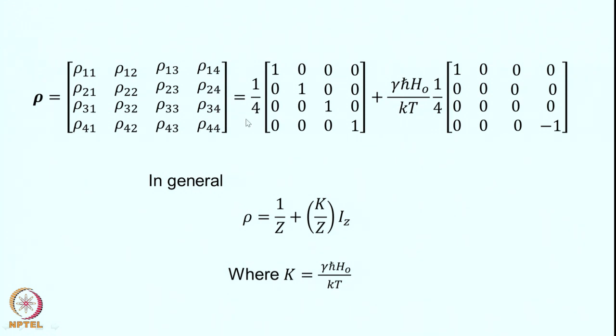This is the unit matrix multiplied by 1 by 4, and this is the number of states, this is basically the partition function. So in a generalized manner, this is the partition function, equal to the number of states, and this is a constant, gamma h cross h naught by kT, that is the constant k here, and therefore I can write this in a simplified manner. This is 1 by Z plus k by Z Iz. Iz is your matrix for the Iz operator. Therefore, rho is simply equal to this.